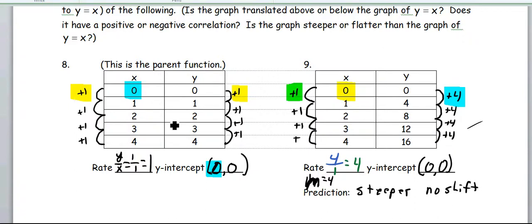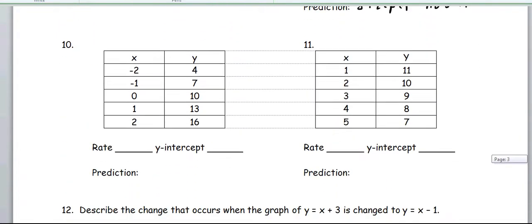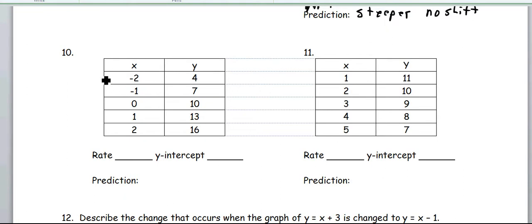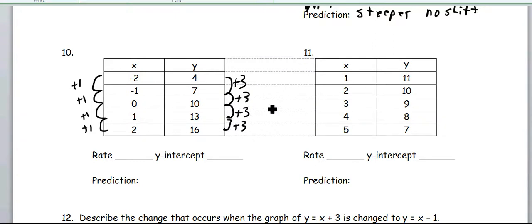That's compared to this part right over here in 8. Let's go down here and look at this. From -2 to -1 is plus 1, plus 1, plus 1. You see these are all going up by 1. This is going up by 3, 3, 3, 3.